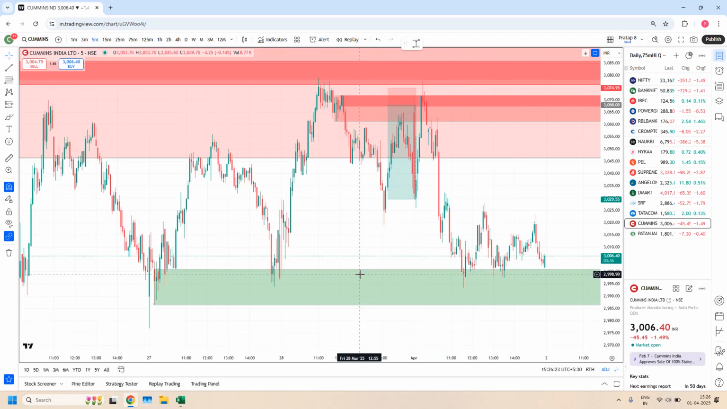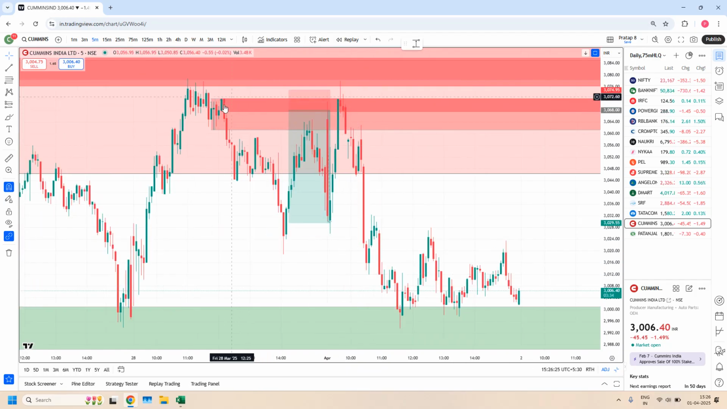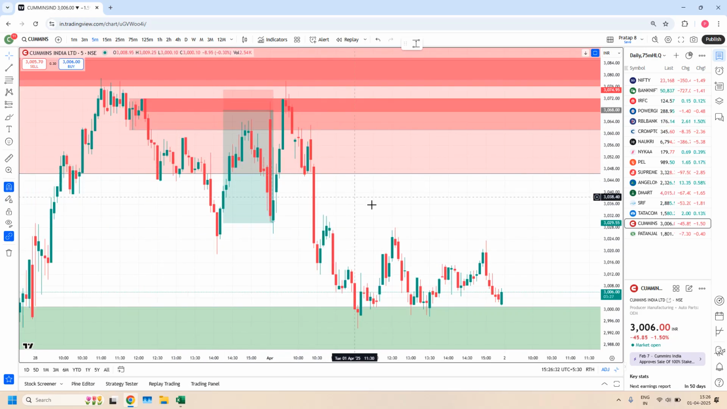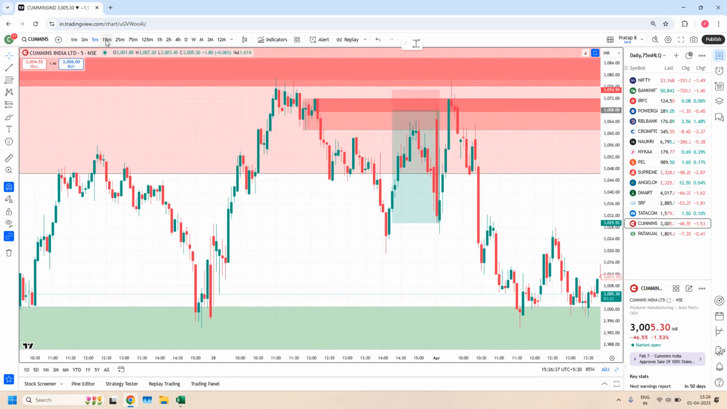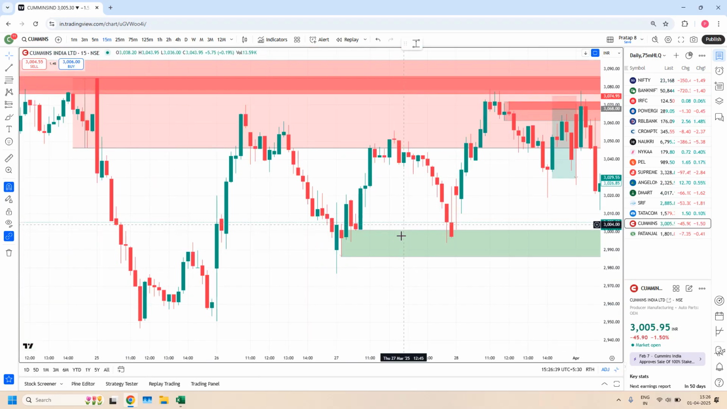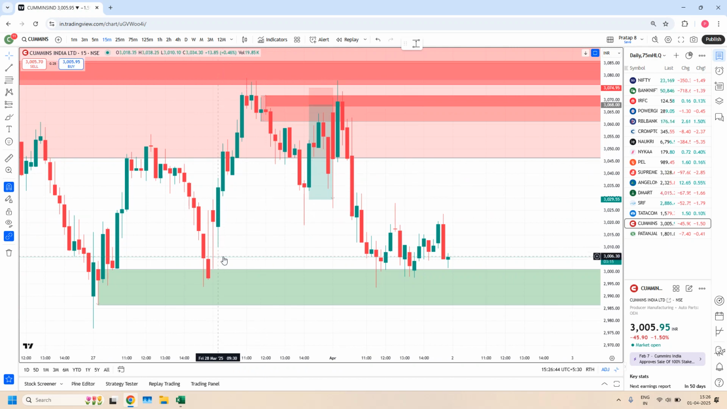So today Cummins gave us two trades. First one is from this 3 minutes fine-tuned zone. Of course it is also 5 minutes, but with 3 minutes the risk is somewhat minimized. And we got the trade. And what about the target? We have a 15-minute zone here. We have a rally base rally, this 15-minute zone. So this is only the nearest one. There is one more here, but that is already violated previously on Friday itself. So this is the area we can target.